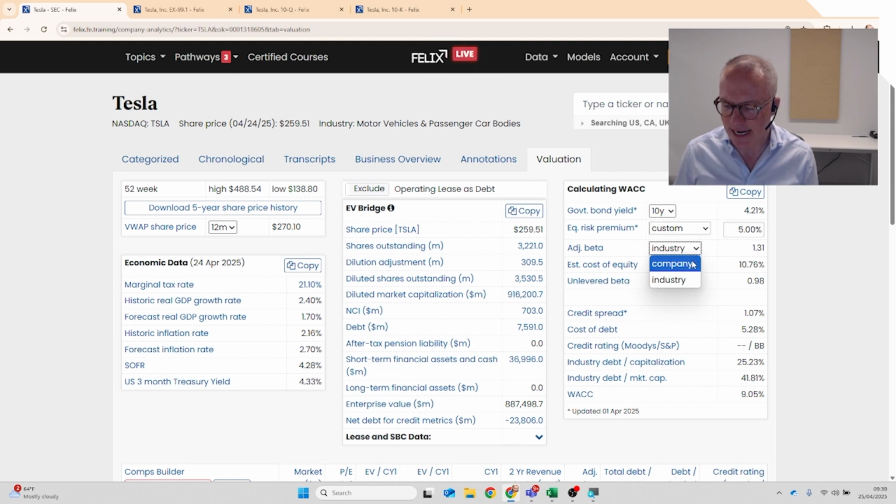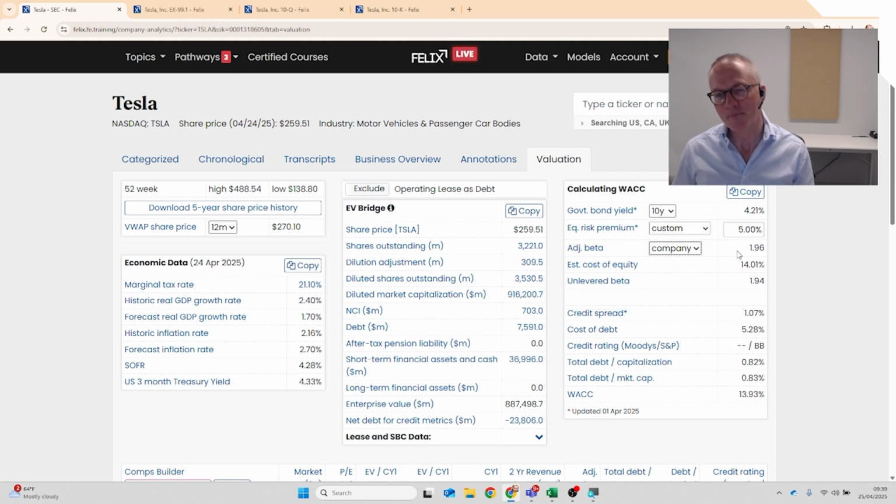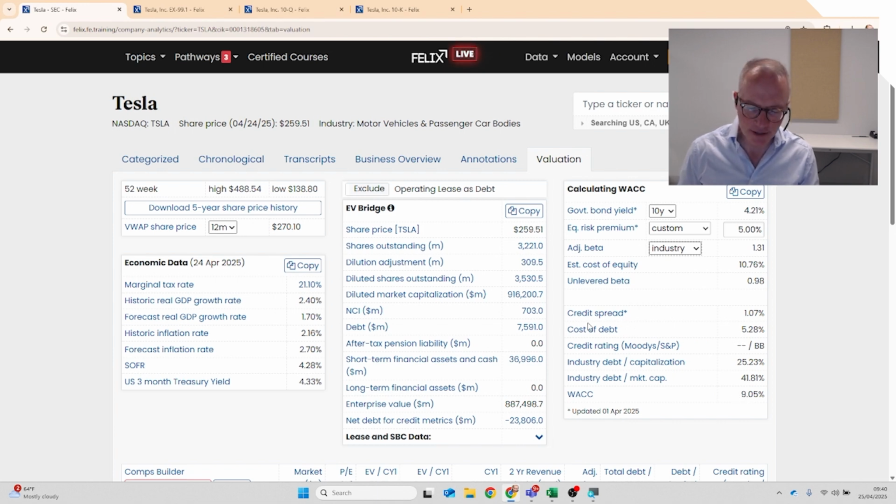And if I take a company's beta, and the beta is the regression of the returns on the stock versus the returns on the market above the risk-free rate, you can see you get a really high number, and that's because of the gyrations in the recent stock price. So instead of taking the company's beta, I'm going to take the industry beta, and that gives you a more reasonable estimate, and we've got a WACC of about just over 9%.